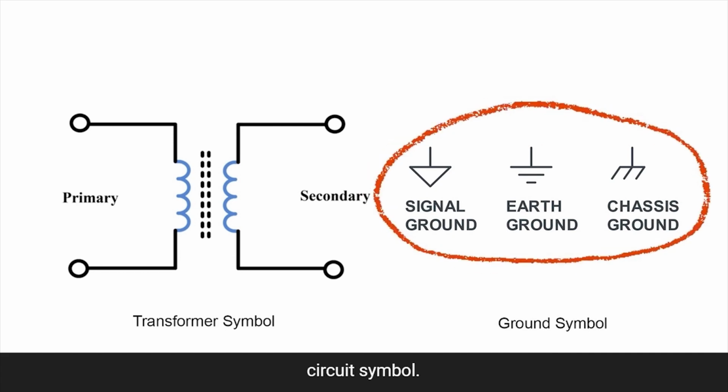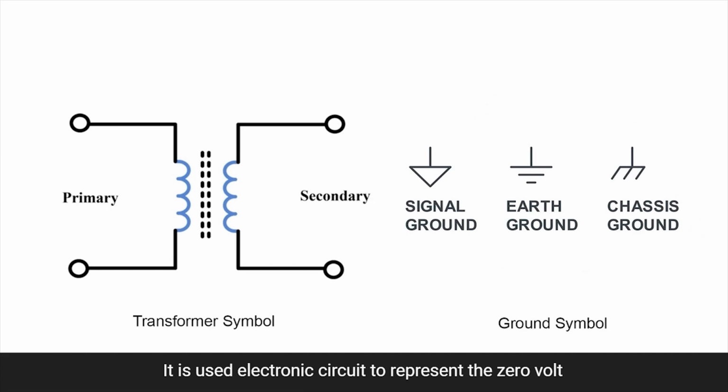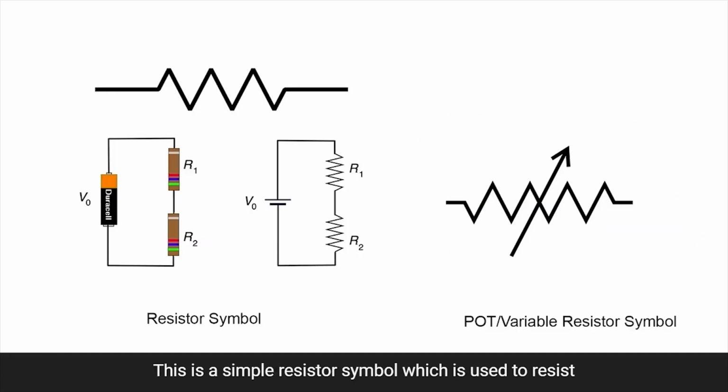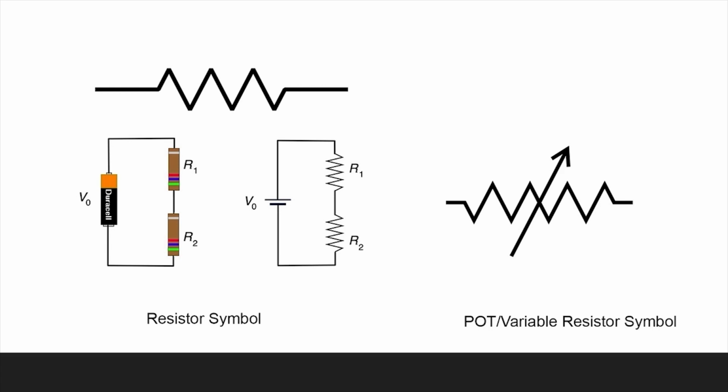This is the earth circuit symbol. It is used in electronic circuits to represent the 0 volt of the power supply. It can also be defined as the real earth when it is applied in radio circuits and power circuits. This is a simple resistor symbol, which is used to resist the amount of current flow through a device. The abbreviation used is R.